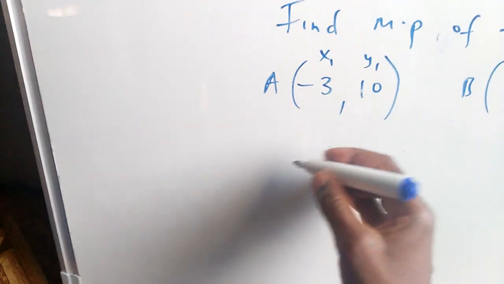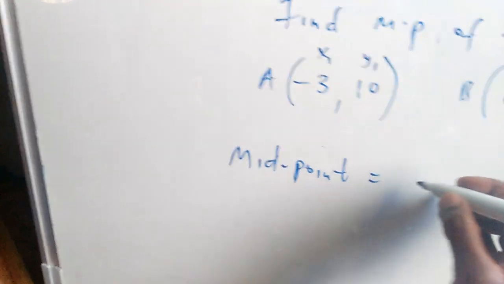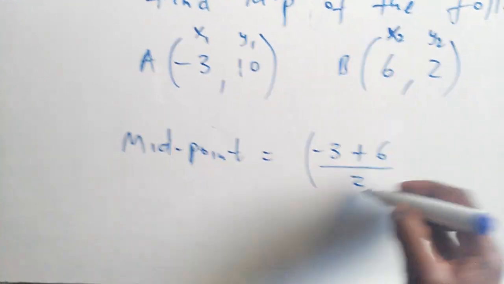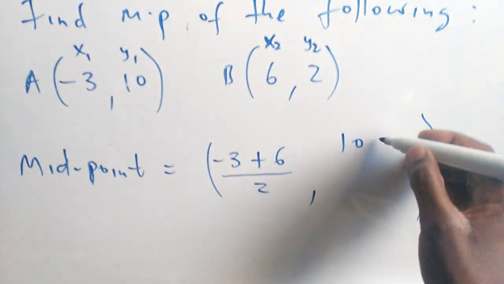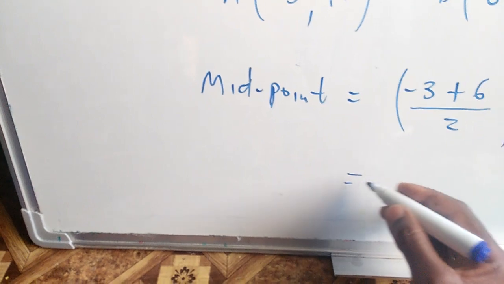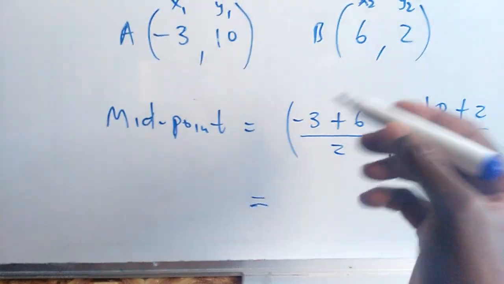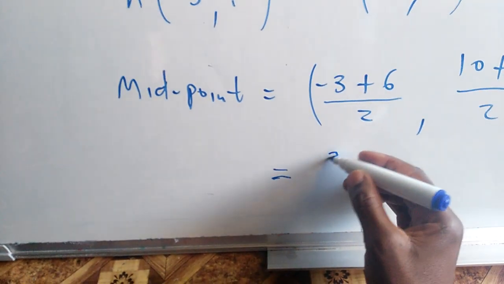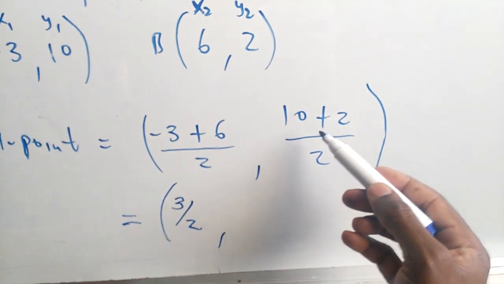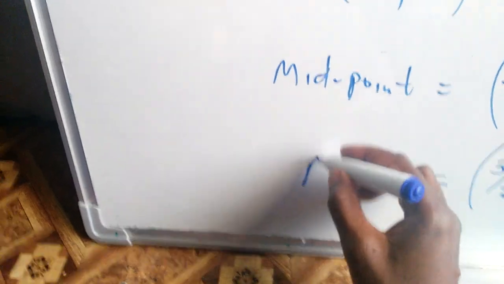And so, going by the formula, we want the midpoint. We will therefore say, I'm adding the values of x, dividing by 2, and then adding the values of y, and then dividing by 2. Here is negative 3, 3 steps to the negative, 6 steps to the positive. Here you have 10 plus 2 is 12, divide by 2. You're getting half of 12. That becomes your MP or the midpoint.